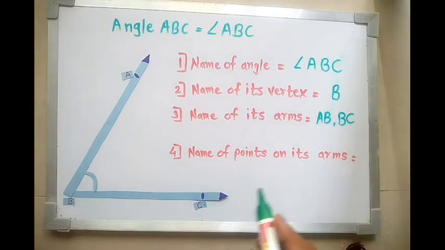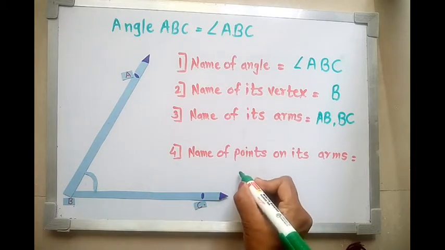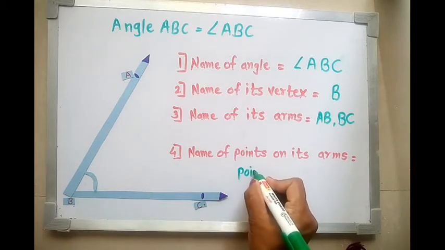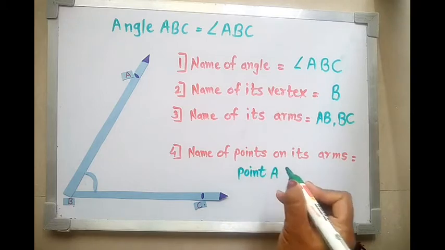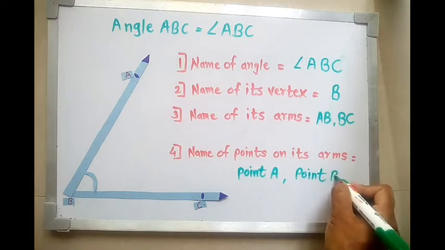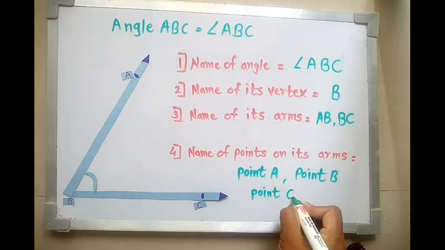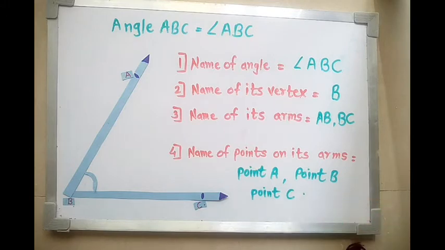Name of points on its arm: point A, point B and point C. Angle ABC.